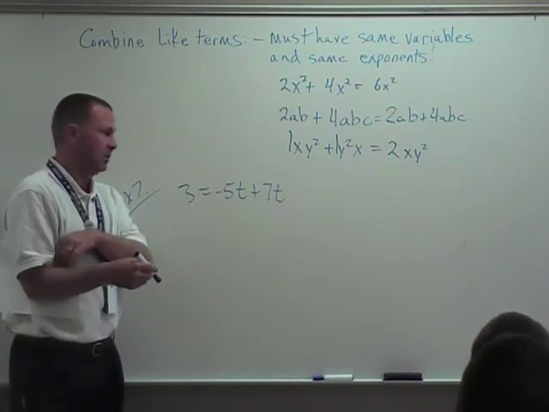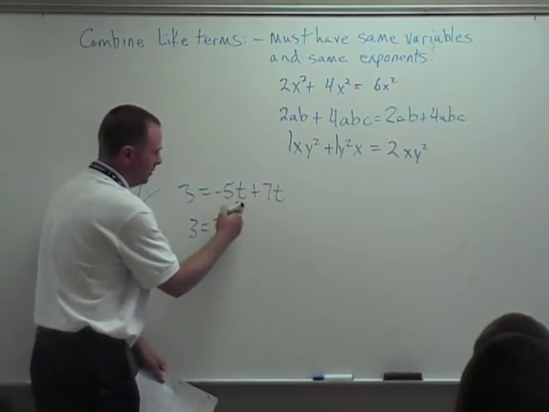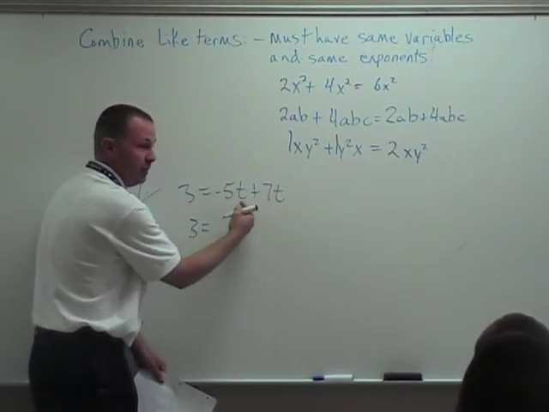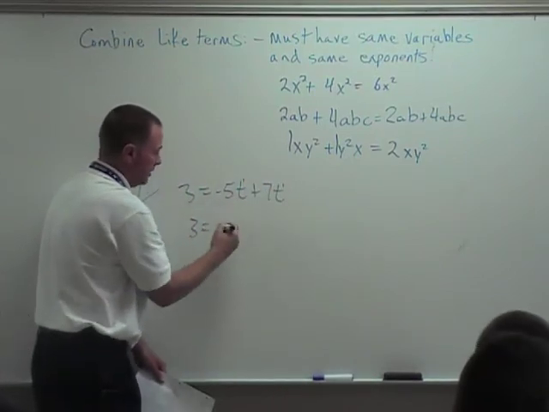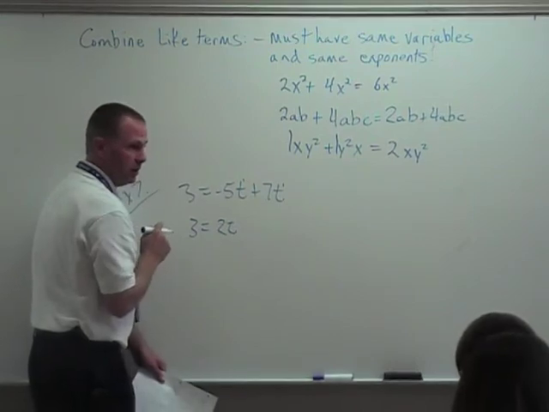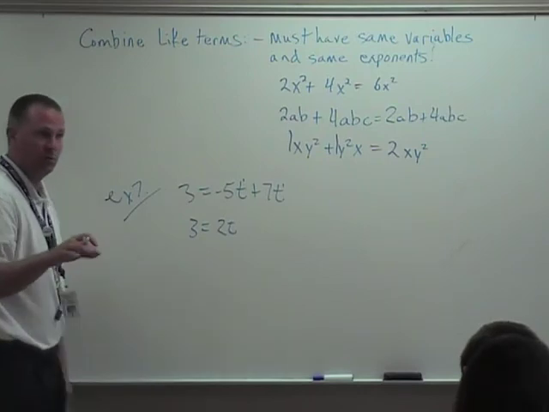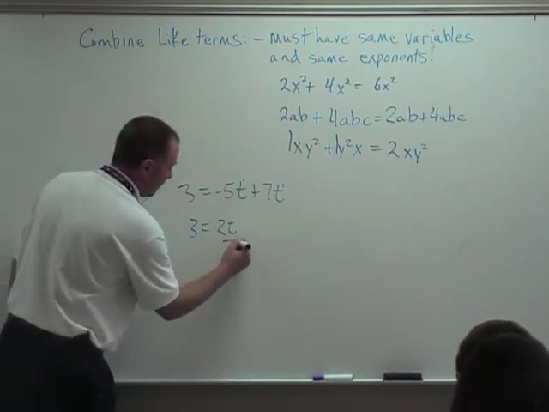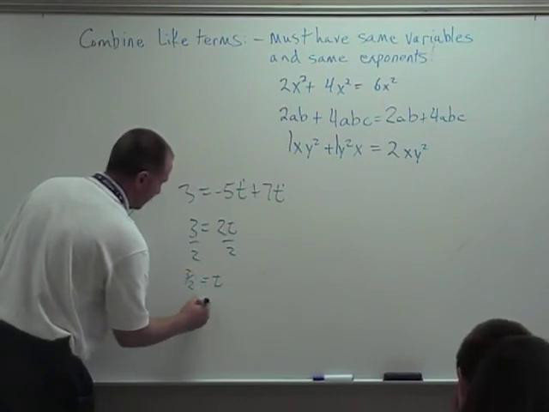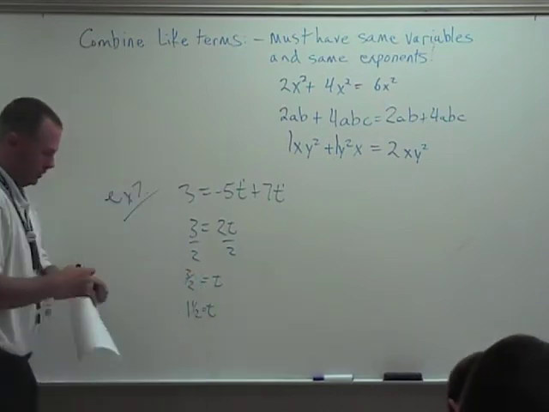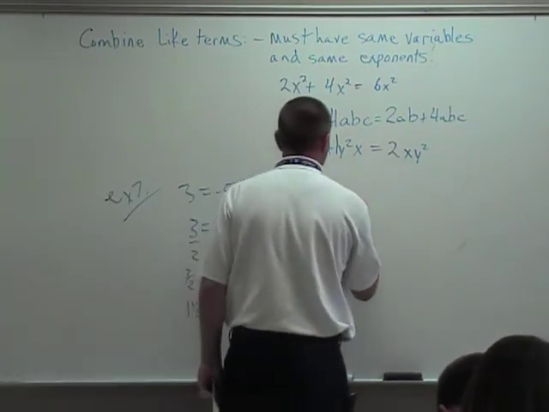Okay. So, example 7, these two can go together. So 3 equals, what's negative 5 plus 7? Remember? Same variable, same exponents. So, this is 2t. Exponents don't change when you're adding and subtracting. Alright, now you divide off the 2. T equals 3/2, or 1 and 1/2. Understand? Okay.